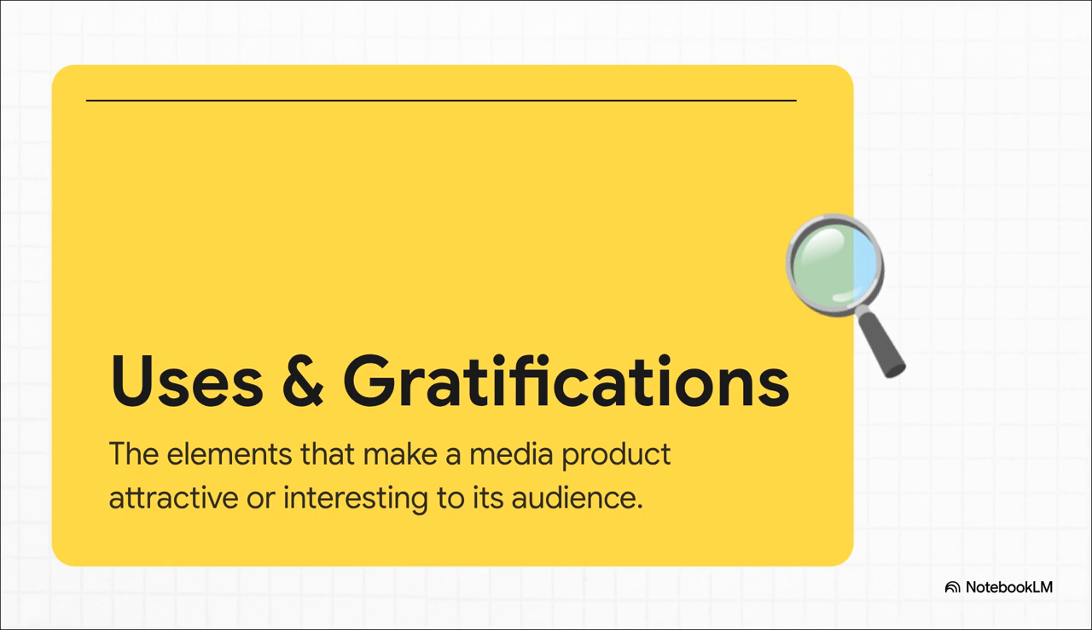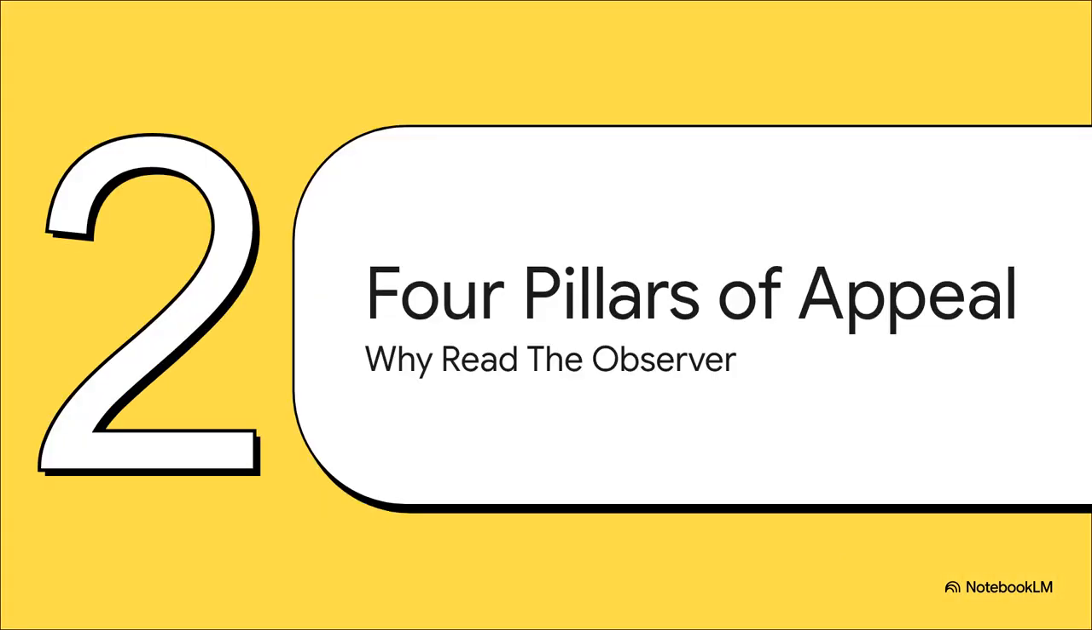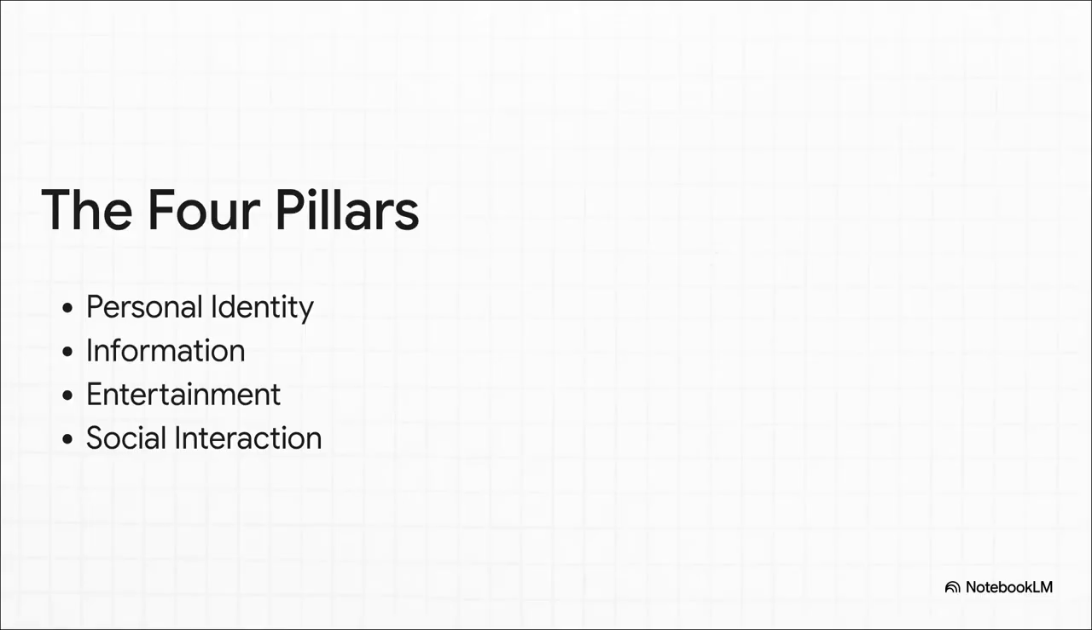So just reflect for a second on your own habits. When you open a news app or grab a paper, what gratification are you actually looking for? Keep that in the back of your mind as we go. Section 2. 4 pillars of appeal. According to our source material, there are 4 main reasons, or pillars, that explain why readers are psychologically pulled to The Observer. We've got personal identity, information, entertainment, and social interaction. We're going to break down each one of these right now.